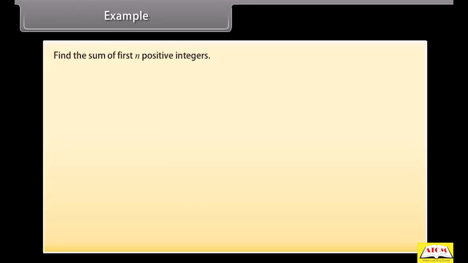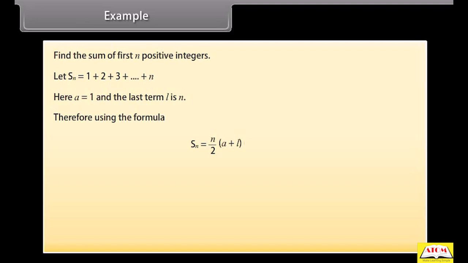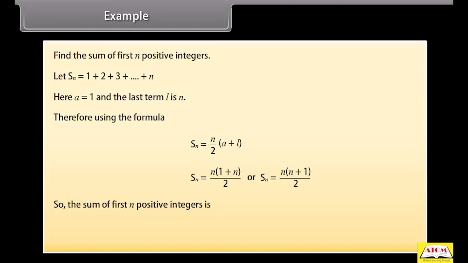Find the sum of first n positive integers. Let Sn is equal to 1 plus 2 plus 3 plus so on plus n. We can see that here a is equal to 1 and the last term l is n. Therefore, using the formula Sn is equal to n upon 2 into a plus l, we get Sn is equal to n into 1 plus n whole upon 2, or Sn is equal to n into n plus 1 whole upon 2. So, the sum of first n positive integers is Sn is equal to n into n plus 1 whole upon 2.